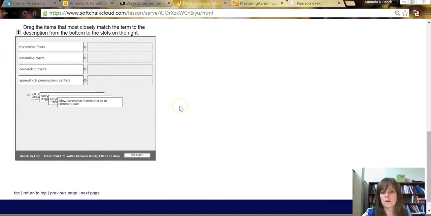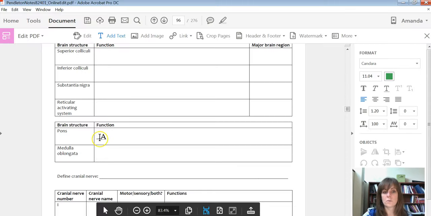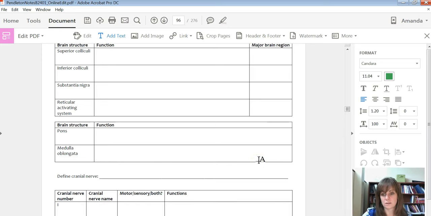Okay, so again, you have an activity here to help you learn these different regions and functions of the pons. Feel free to use this activity. I'd also encourage you to get to the point where you can write out the function, but you could also go back and list out these functions for each of these regions by memory.